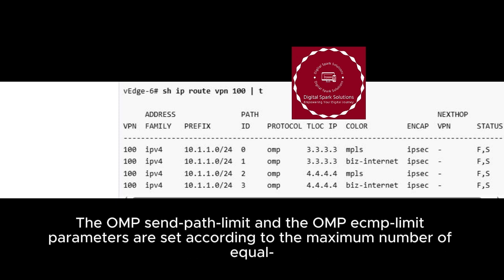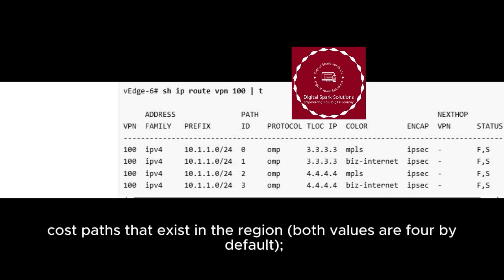The OMP send path limit and the OMP ECMP limit parameters are set according to the maximum number of equal cost paths that exist in the region. Both values are 4 by default.